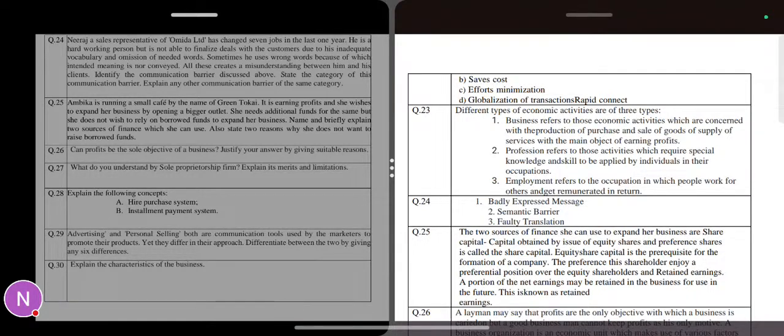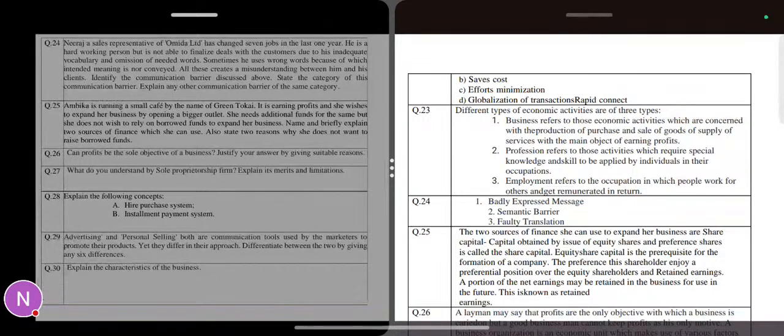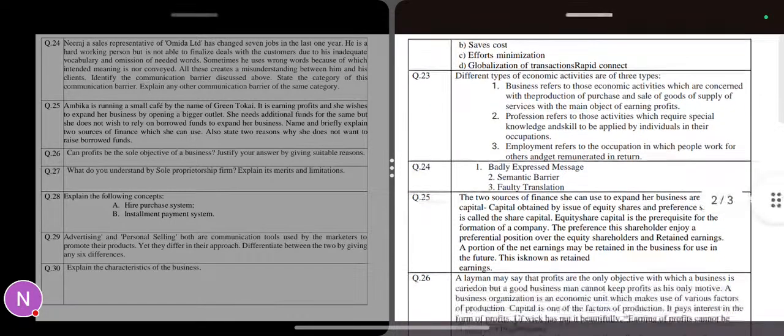Name and briefly explain two sources of finance which she can use. Also state two reasons. So the two sources of finance that she can use to expand her business are share capital. Capital obtained by the issue of equity shares and preference shares is called share capital. And equity share capital is a prerequisite for the formation of a company.